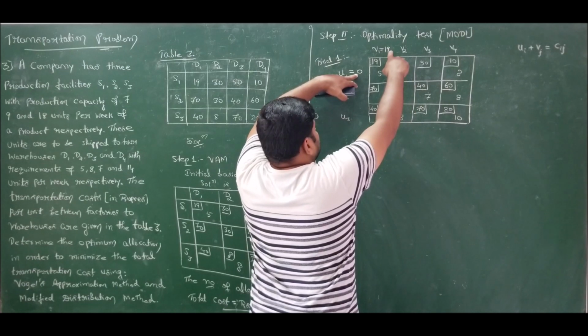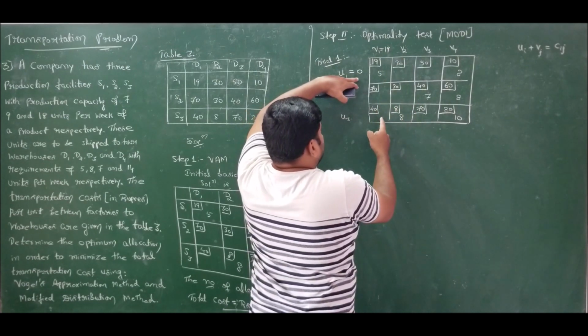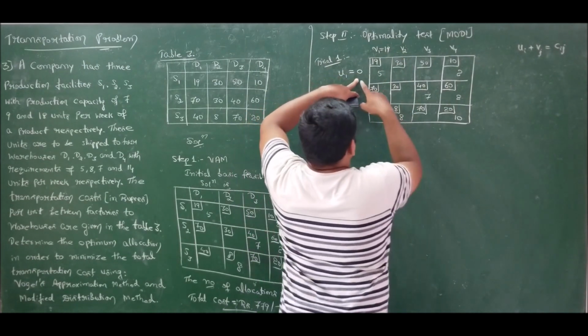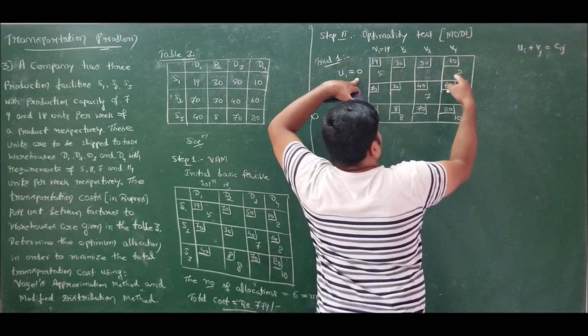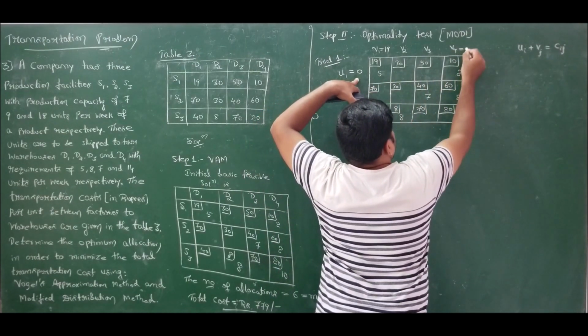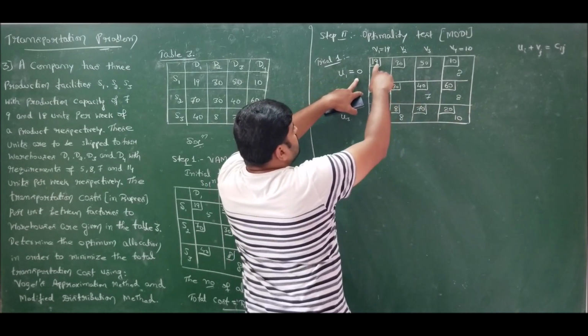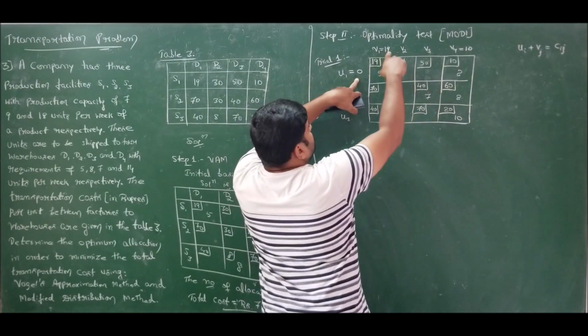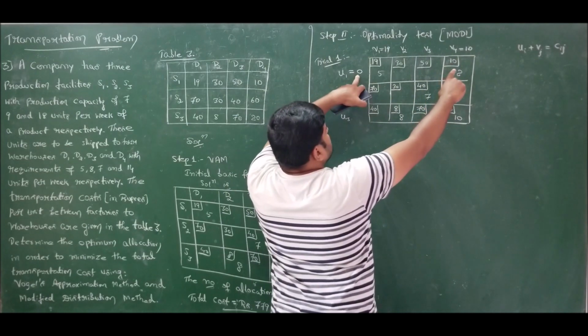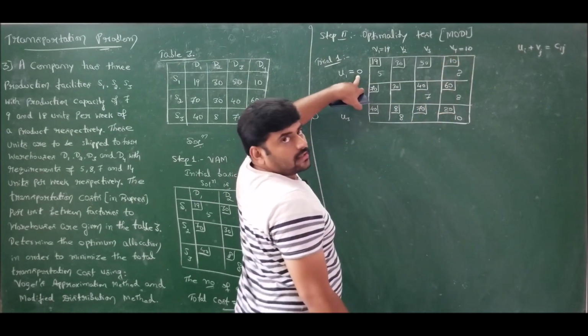Since v1 is 19, we don't have any allocated cell, leave. Since u1 is 0, v4 should be how much? 10. Cost is 10, right? Ui plus Vj is Cij, cost is 19, u is 0, so therefore v should be 19. Cost is 10, u is 0, therefore v should be 10.